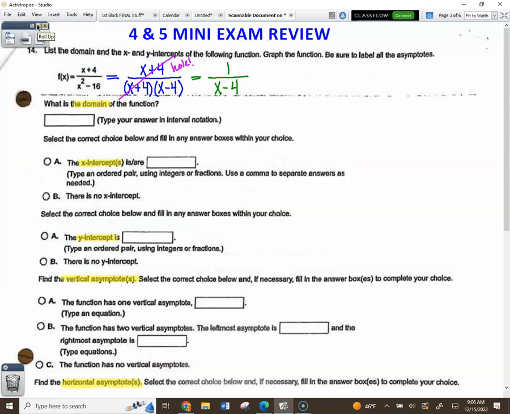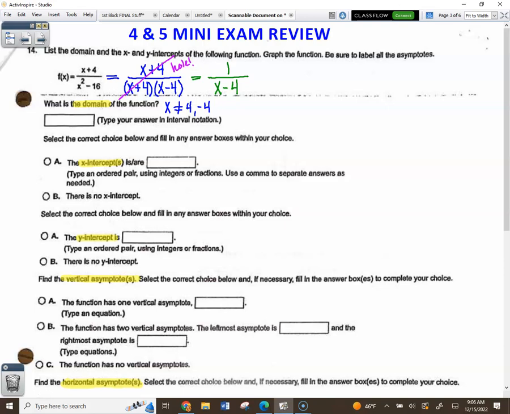Now, while I'm going to focus on that, the hole still matters with the domain, because should I plug negative 4 in, I'd have a problem. Right? So right here, what's the domain? Well, if you think about it, x cannot be 4 or negative 4. Can't be either one of them.